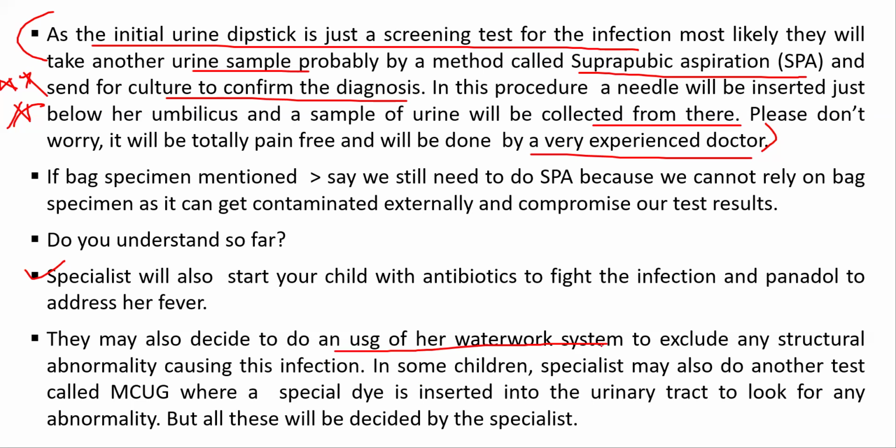They might want to do an ultrasound of the full urinary tract to rule out any structural abnormality causing this infection. In some children, a specialist might also want to do another test called micturating cystourethrogram, where a special dye is inserted into the urinary tract to look for any abnormality. But as I said, as your child has got the infection for the first time, most likely that is not what a specialist will do. It is usually done in a recurrent urinary infection child. But again, it depends on the specialist what they want to do about it.